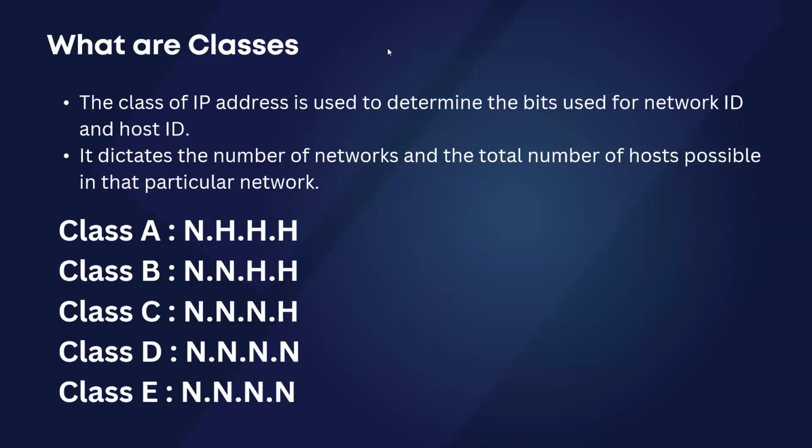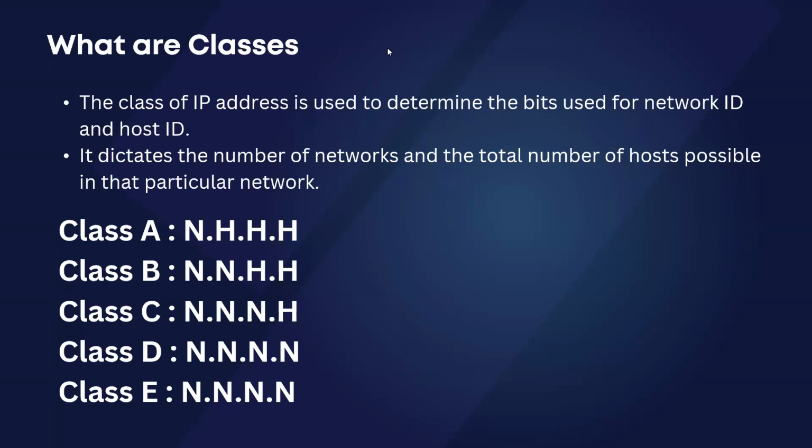Now, in the last session, we have covered the 5 classes, at least an introduction to it. Class A has 1 network portion and 3 host portions. Class B has 2 network portions and 2 host portions. Class C has 3 network portions and 1 host portion. Class D and Class E have no host portions in them. All of them are network portions itself. But what do I mean by these network portions and host portions? What do they signify?